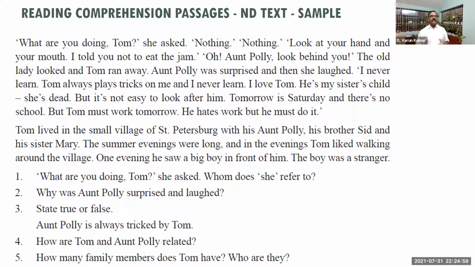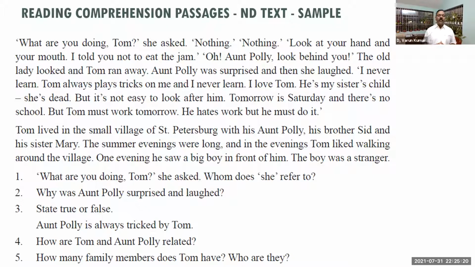So third question, state true or false. Aunt Polly is always tricked by Tom. Yes, it is true. She is always tricked by Tom. Tom always tricked Aunt Polly. This is an open answer that when you read the paragraph given here, you can easily understand.